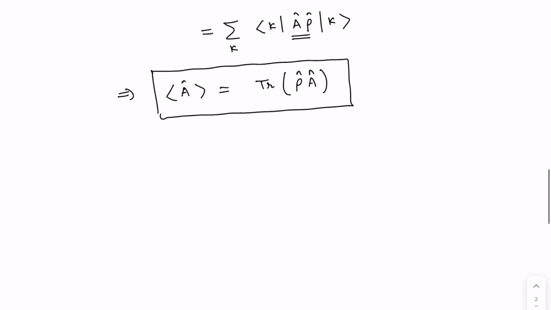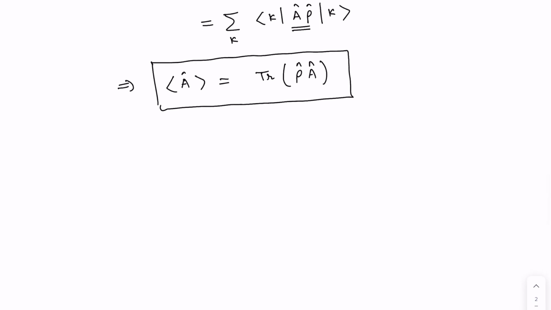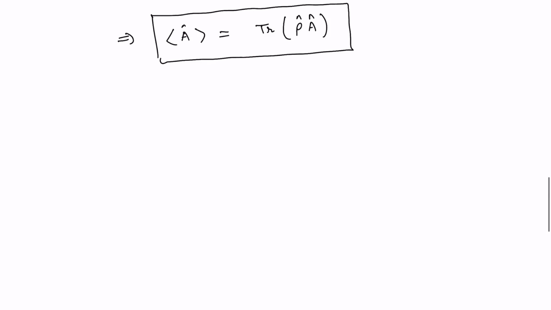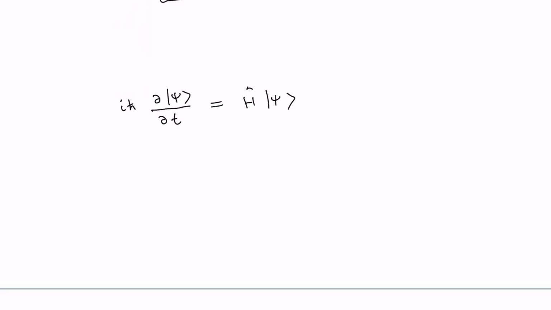Okay, now let me make some comments about the time evolution of the quantum state. We note that the state vector |ψ⟩ evolves according to the Schrodinger equation. Now, what about the time evolution of the density operator rho? Because the density operator also represents a quantum state, we can quickly find out.